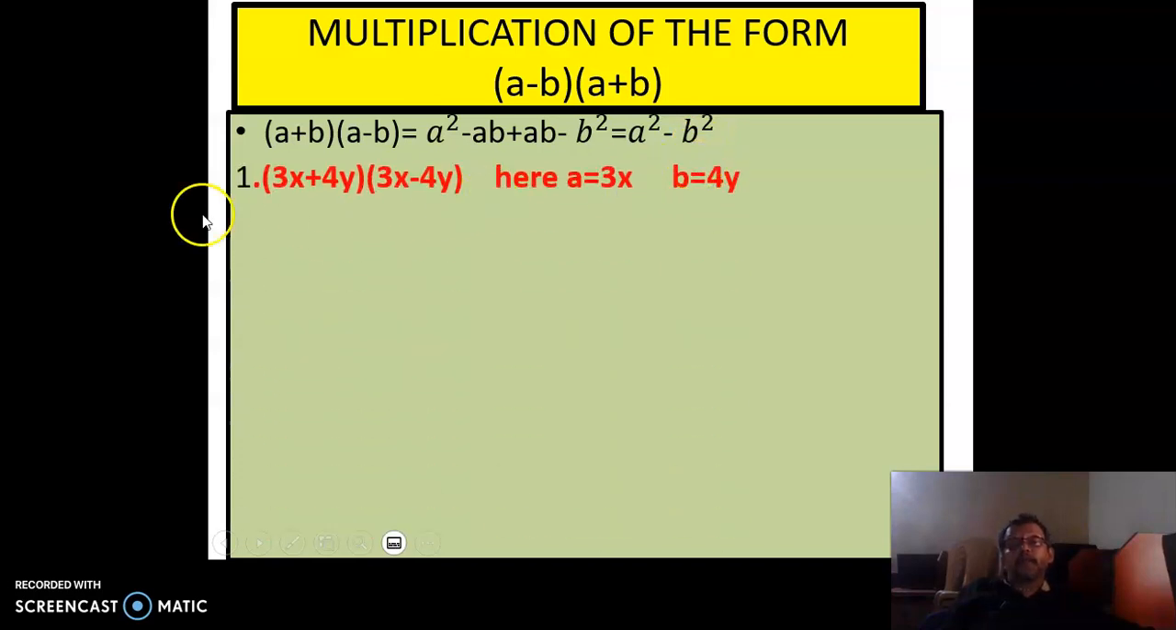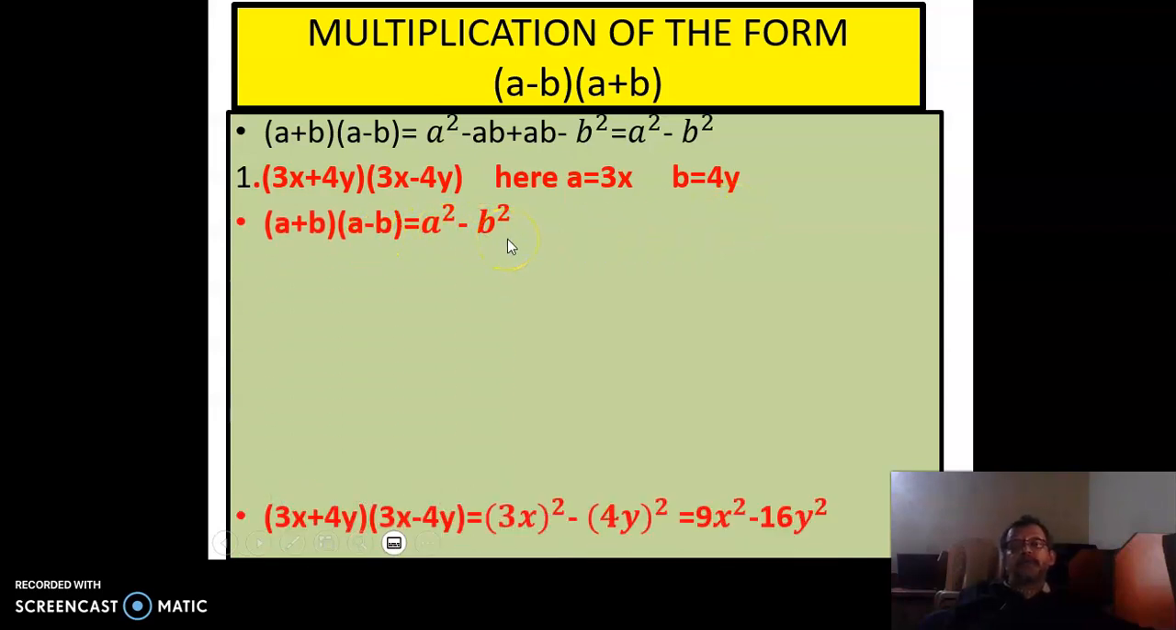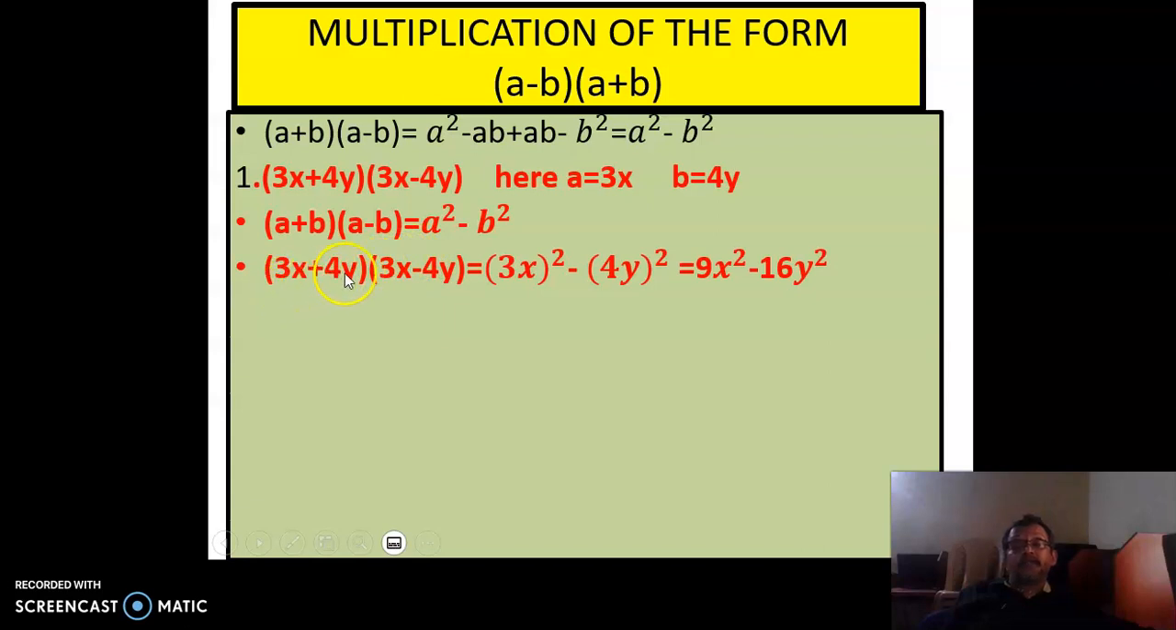Let us take one problem, 3x plus 4y, 3x minus 4y. Here a equal to 3x, b equal to 4y. So a plus b, a minus b, a squared minus b squared. Apply the formula: 3x plus 4y, 3x minus 4y equal to 3x whole square minus, instead of b we have 4y whole square. So 3x squared means 9x squared, 4y squared means 16y squared. So therefore answer is 9x squared minus 16y squared.